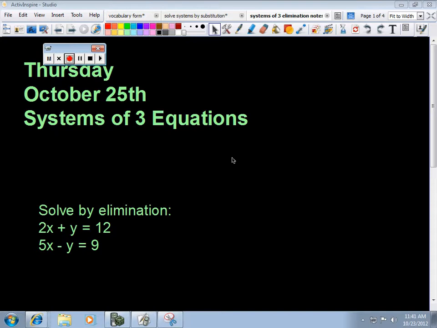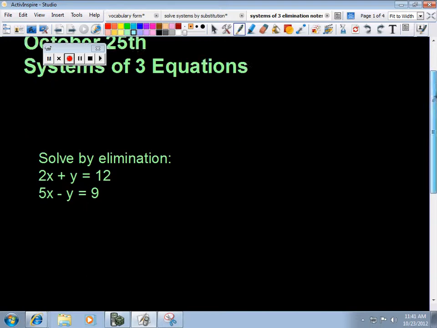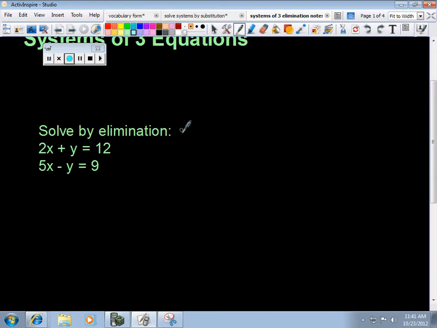Okay, Algebra 2, this is Thursday, October 25th, and we're solving systems of three equations using elimination. Just a quick reminder of how it works to solve by elimination. You've got to make something cancel. You've got to have the same coefficient, opposite signs.